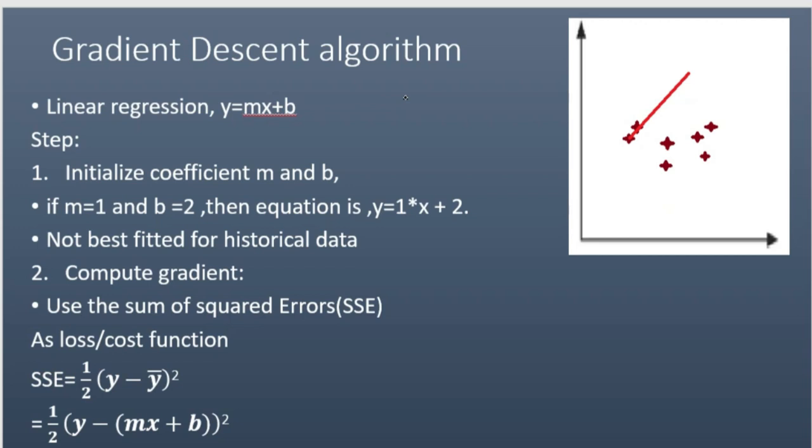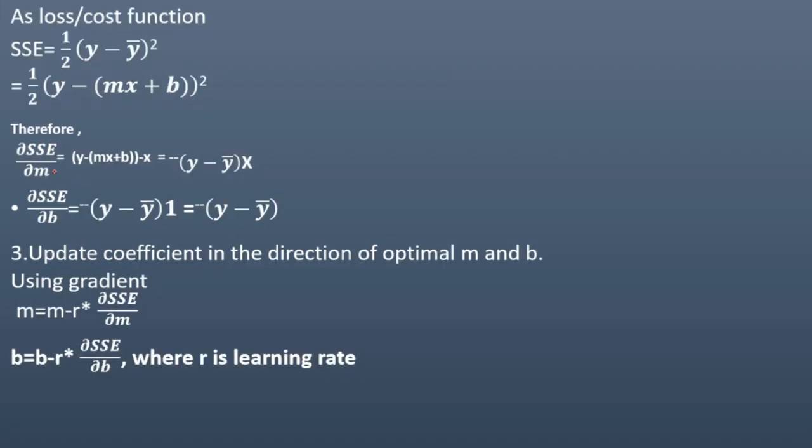Instead of y bar, I am going to substitute mx plus b. Therefore, we take the partial derivative. The partial derivative with respect to m is minus y bar into x. With respect to b is minus y bar.